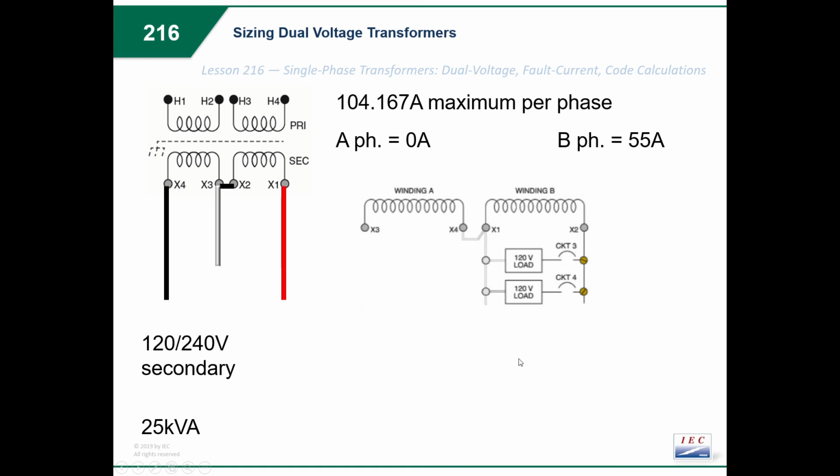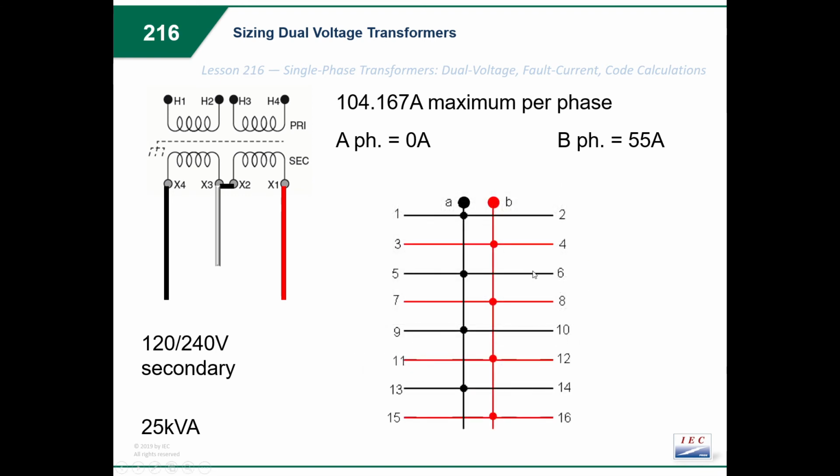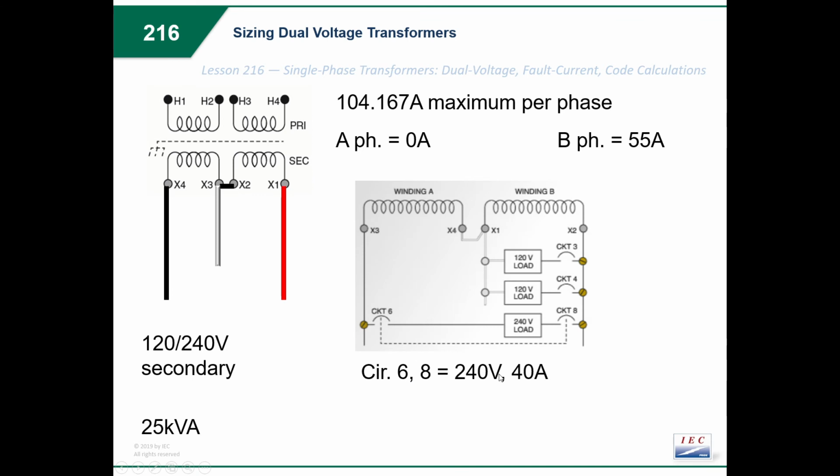So let's keep track. Next thing they do is they put a 240 volt load in here. Circuit 6 and 8 is a 240 volt load, 40 amps. Again, if we look at how this panel is connected, circuit 6 is on the A phase, 8 is on B phase. So 6 and 8, 240 volts, we have to put 40 amps on both phases, right? Remember, amperage is going to be equal. So we need to put that same amperage on both phases. 40 amps flows through both coils. We add that in there. We now have 40 amps on A phase, 95 on B.